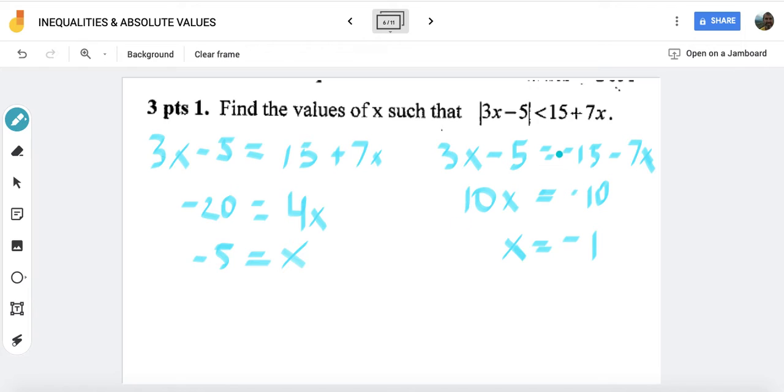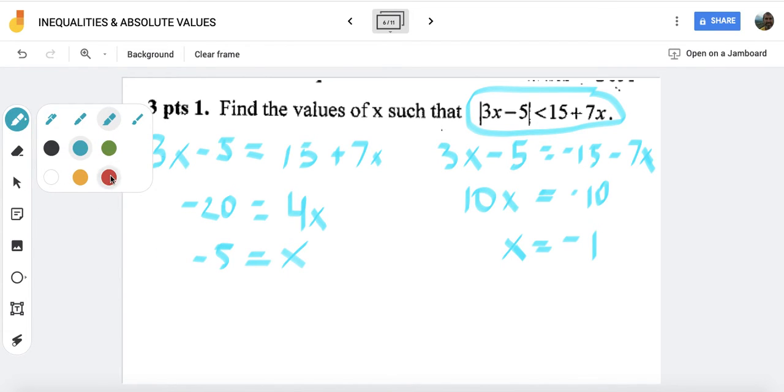So I'm going to test points in each of the zones, if you will. So I'm going to plug in a number that's less than negative 5, so negative 6. If I plug in negative 6, 3 times negative 6 is negative 18. Negative 18 minus 5 is negative 23, but the absolute value of negative 23 is 23.